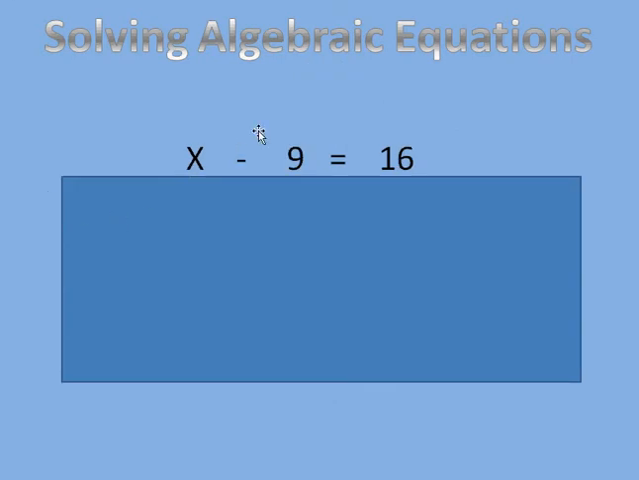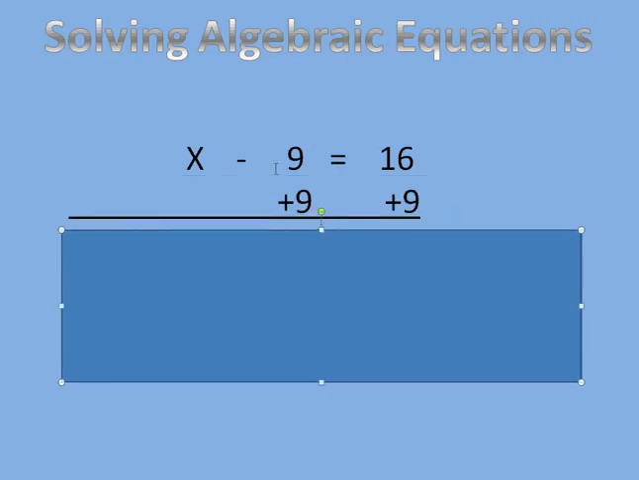Now that takes us to our next problem. x minus 9 equals 16. Now I have to use inverse operations to get this variable x by itself on one side of the equal sign. So since I'm using inverse operations, I'm going to add 9 because since I'm subtracting 9, I want to add 9. And since I add 9 to the left-hand side of the equal sign, I have to add 9 to the right-hand side of the equal sign to keep my scale balanced.